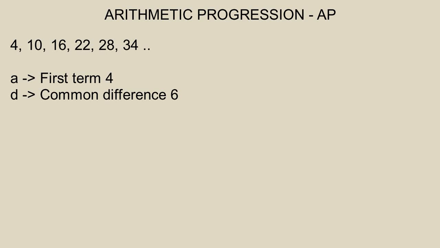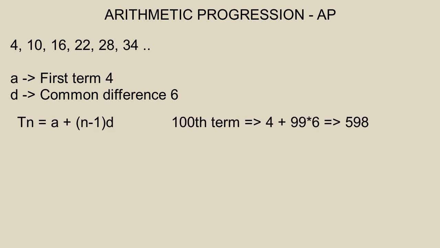Now for any nth term, it is A plus n minus 1 into D. So if you want to know the 100th term, it would be 4 plus 99 into 6, which is 598. It actually makes sense, since after the first term the difference keeps on adding up, and it is after the first term, so n minus 1, right?